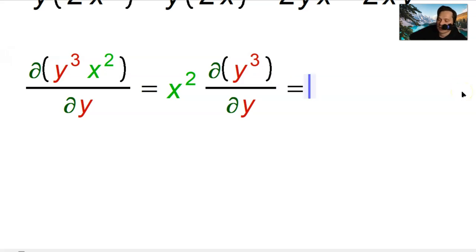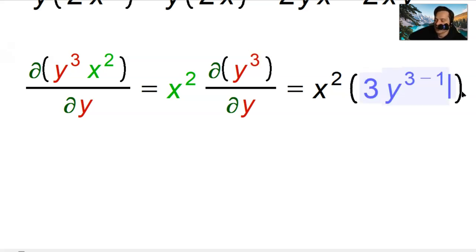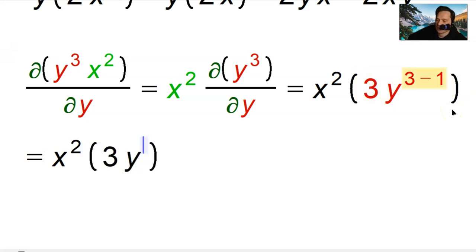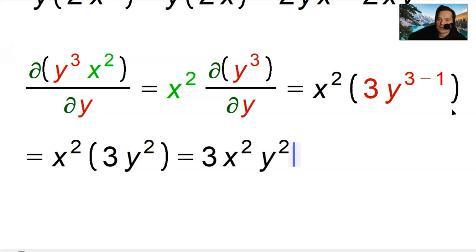So the x squared goes out. And then from here, we're going to use the power rule. I'm not going to color code the x squared. I'm going to have x squared and then 3y to the 3 minus 1. So this is the power rule in the red part there that you did in calculus 1. And I'm going to have x squared and then 3y to the second. Now we are free to write this as 3x squared y squared, or just as well, you can say 3y squared x squared.